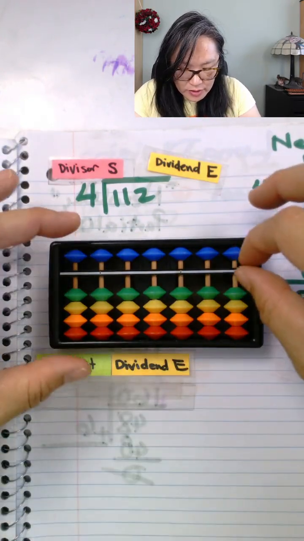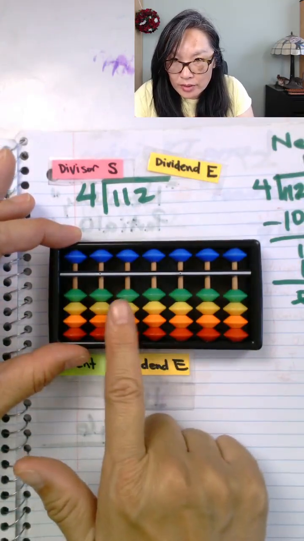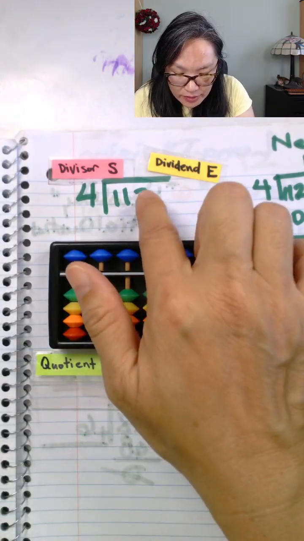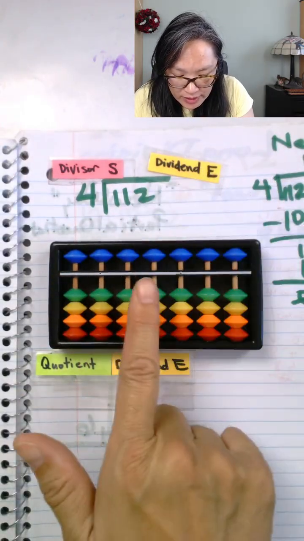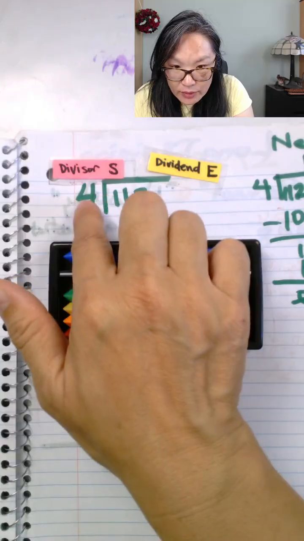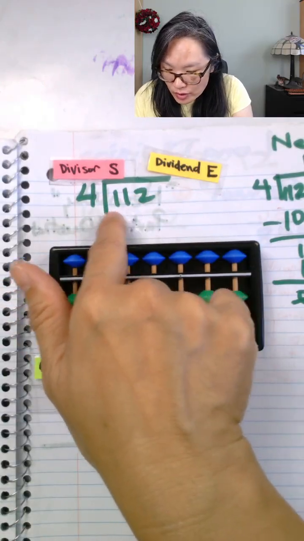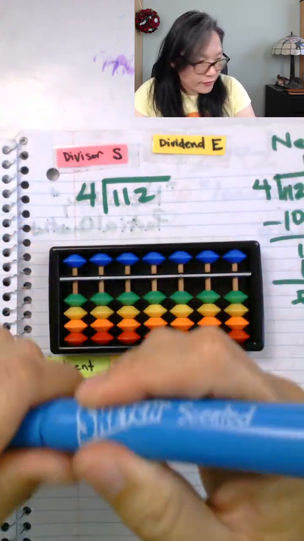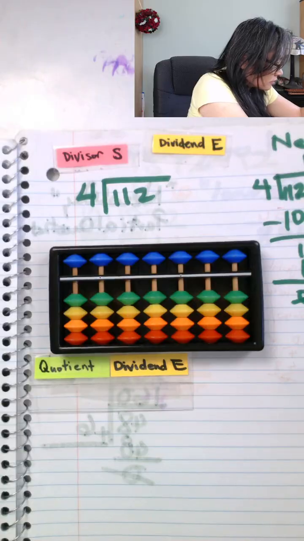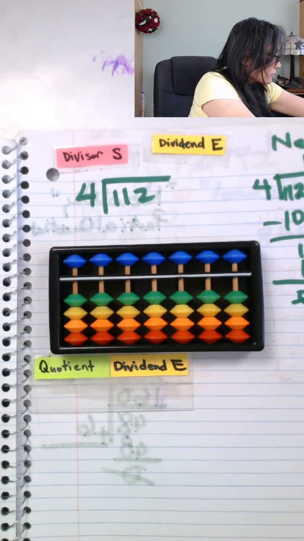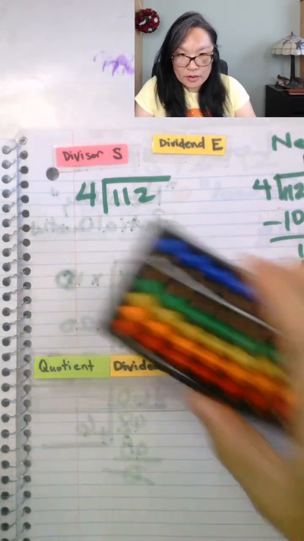Okay, the first thing we're going to do is understand where we're going to put our number. We need to count it: 1, 2, 3. Take away 1, so that means our division is going to be 2.